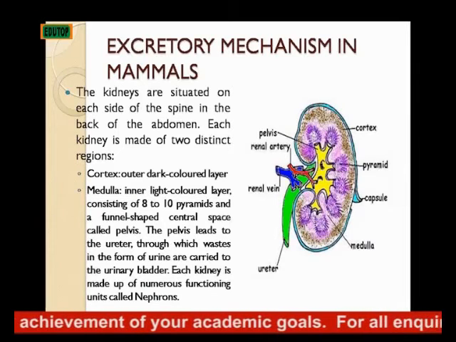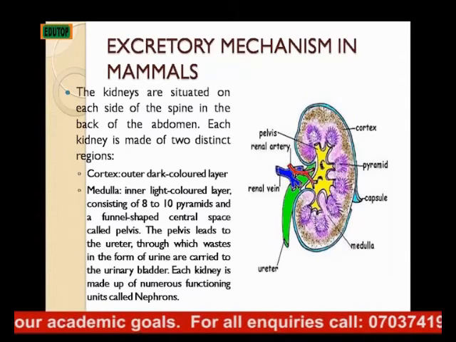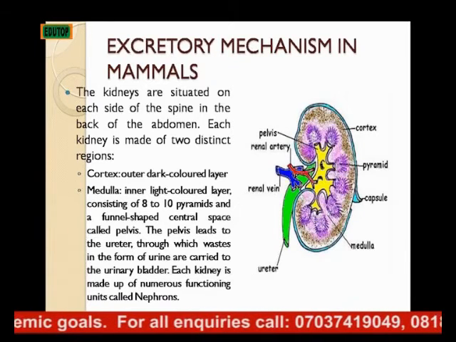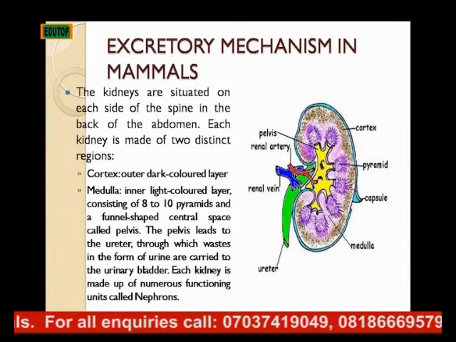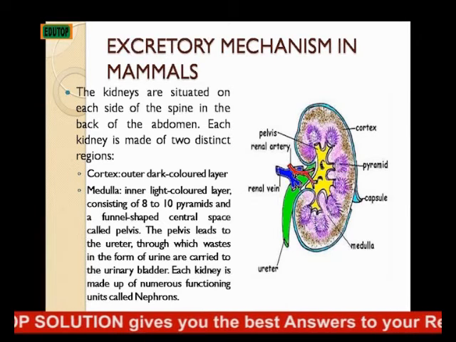Each kidney is made up of two distinct regions, the cortex and the medulla. The cortex is the dark colored layer. Can you see the dark colored layer? That's where we have the cortex. Then the medulla is a light colored layer, which consists of about 8 to 10 pyramids, depending on the organism that has the kidney.